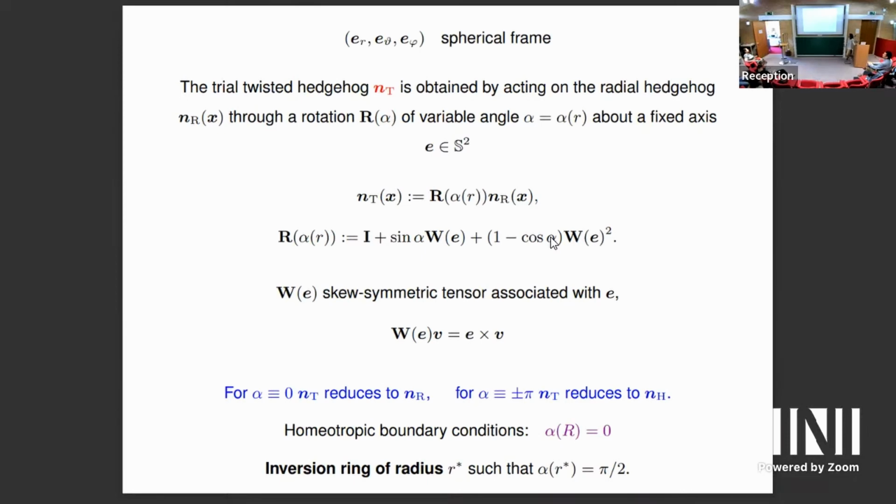And then we have to impose boundary conditions, and so this condition must be satisfied: on the boundary the director must coincide with the radial hedgehog. And we identify the radius of the inversion ring, which we have called r star, as the radius at which alpha is equal to pi over 2, and so the director is tangent to this circle around the center of radius r star on the equatorial plane, which is the inversion ring that we have called it.